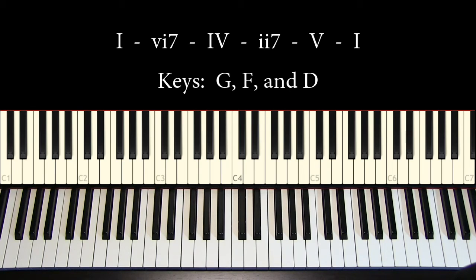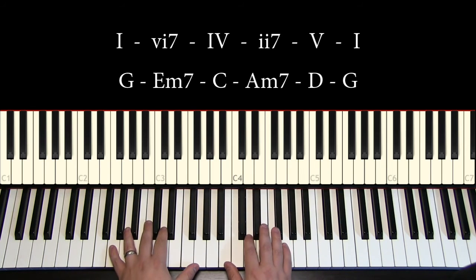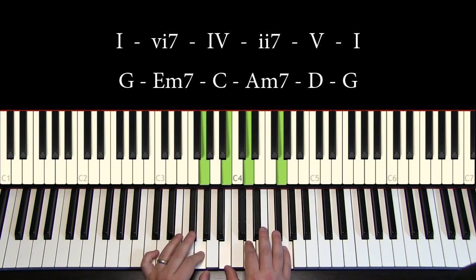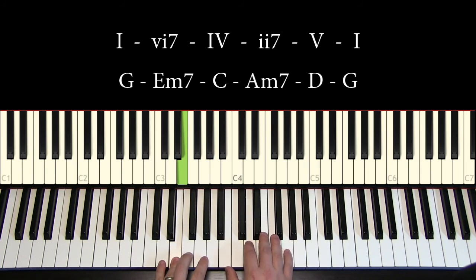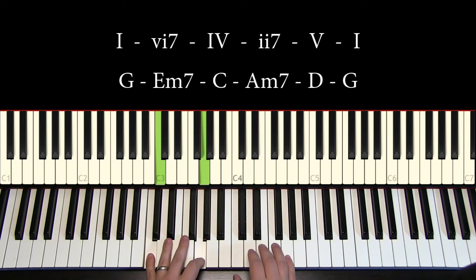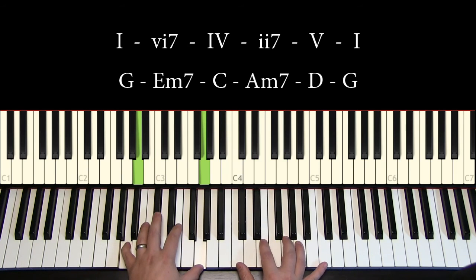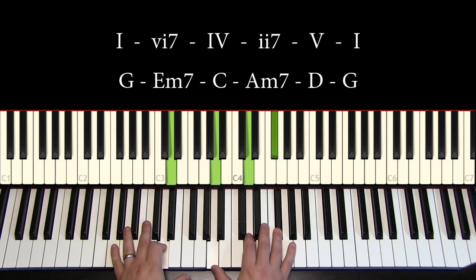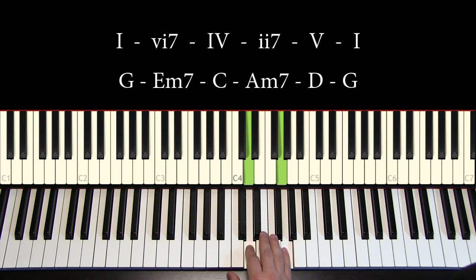Start with the key of G. So here's a key of G. I'm going to keep it simple. Here's a 6 minor 7, that was an E minor 7. Here's a 4 chord, which is a C. Now a 2 minor 7, which is an A minor 7. Now a 5 chord, which is a D. And back to 1. See that I'm not really doing anything fancy with the right hand, which we'll talk about later.